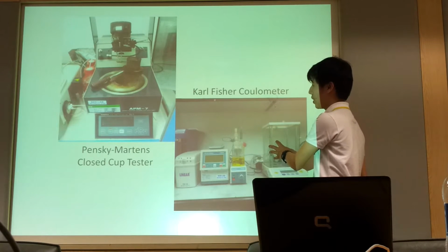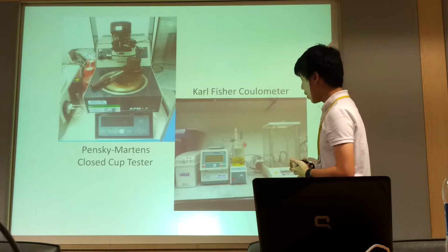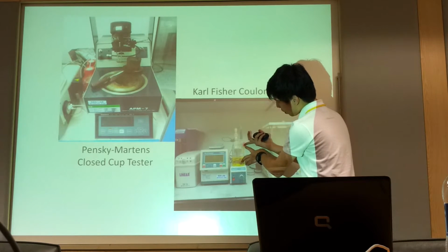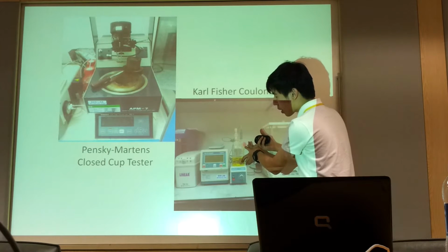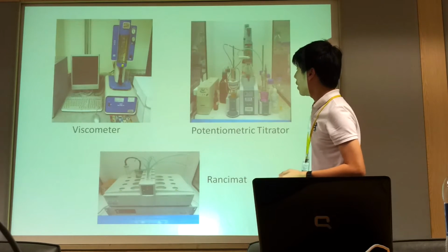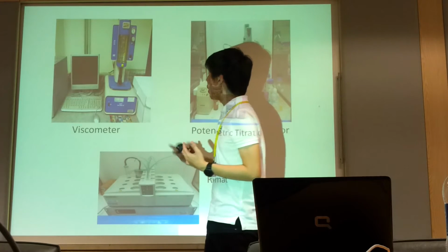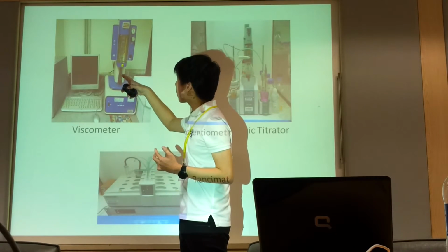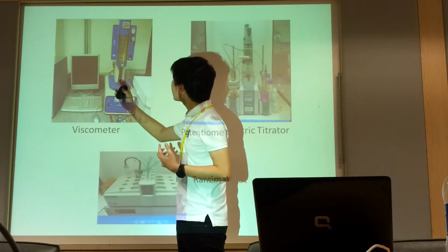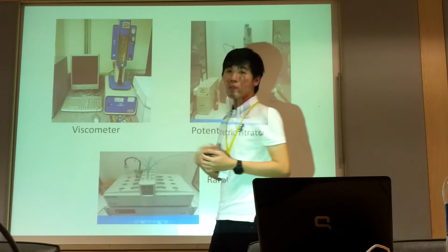The next instrument is the Karl Fischer titrator, where we measure the water content of the substances. You just insert inside here, poke the needle inside here, and inject the solution inside, where you measure the water content of the sample. Next is the viscometer. This instrument is very easy, it's all automatic. You just insert a tube filled with samples, and then the machine will automatically measure it, and the results will come out.